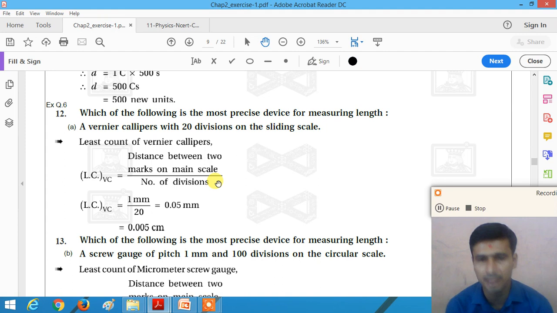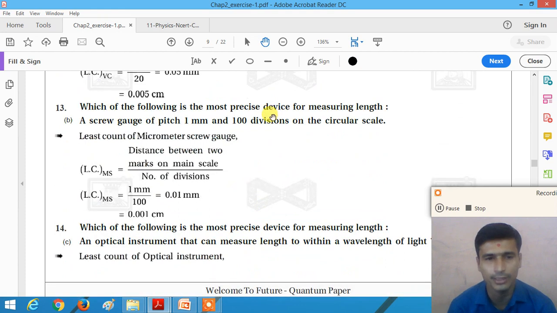First one is the mean scale reading divided by number of divisions. So here in the vernier calipers, the main scale reading is 1 millimeter divided by the number of divisions, 20. So 1 divided by 20, we get 0.05 millimeter. It is 0.005 centimeter. So a vernier calipers with 20 divisions has a least count of 0.005 centimeter, right? So the smallest measurement measured by the vernier calipers is 0.005 centimeter.